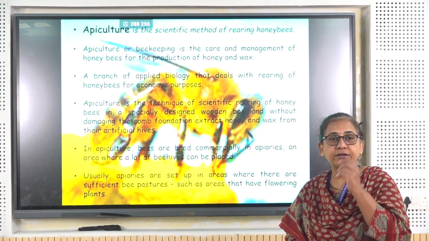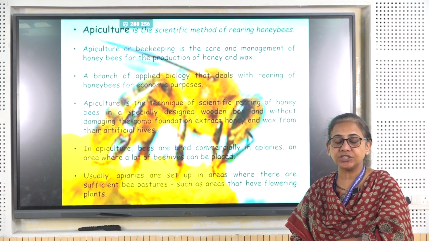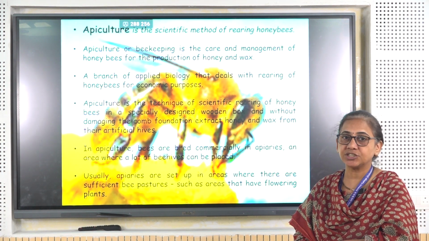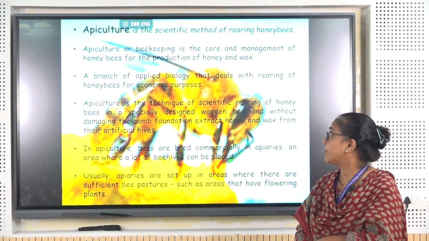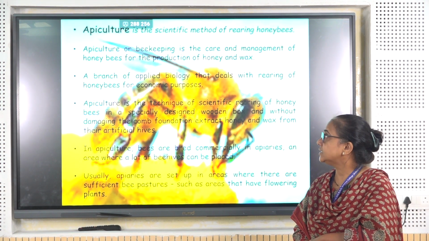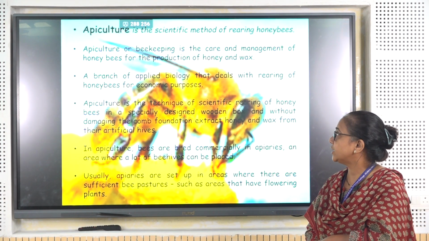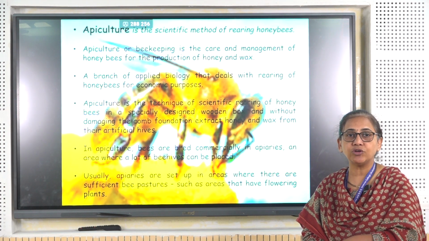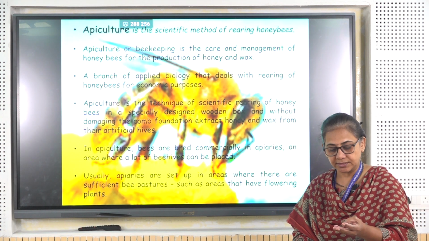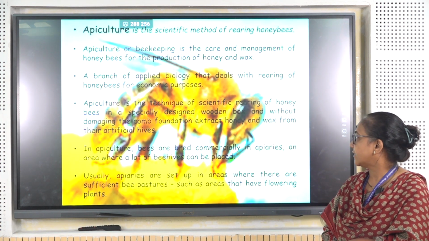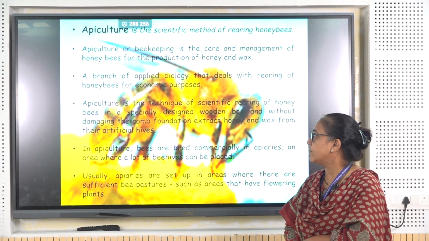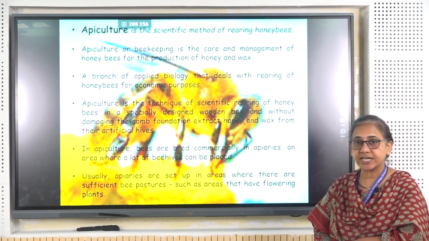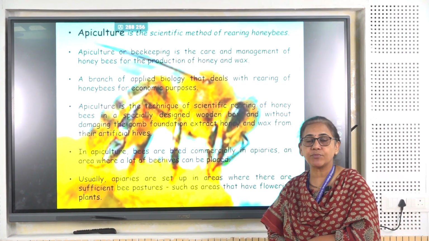So we will look at a few branches of applied zoology that are used on a large scale in India. One of the most widely used branches is apiculture. Apiculture is a scientific method of rearing of honeybees. Beekeeping is done with care and management of honeybees, mainly for honey, but apart from honey we also get products like bee venom, beeswax and many more. It's a technique of scientific rearing of honeybees in a specially designed wooden box, and without damaging the comb foundation we can extract honey and wax from the artificial beehive.